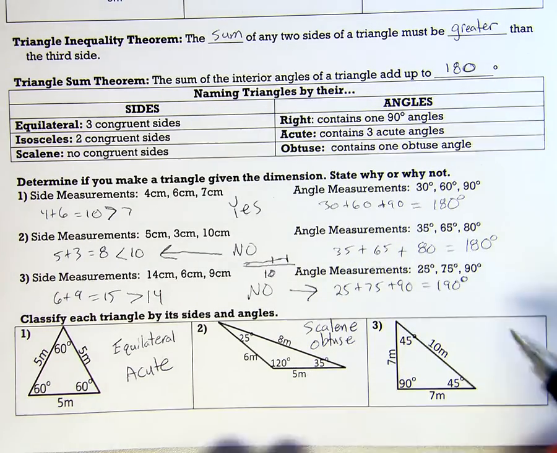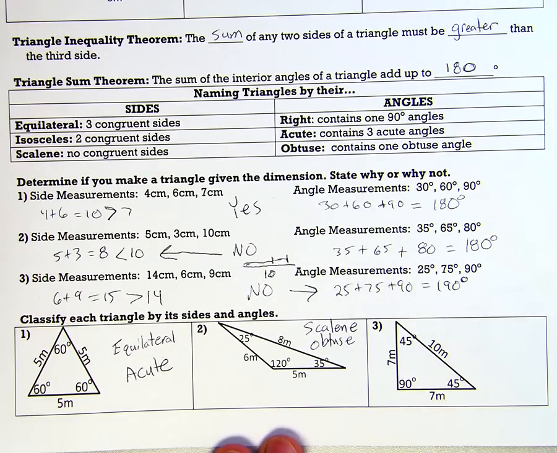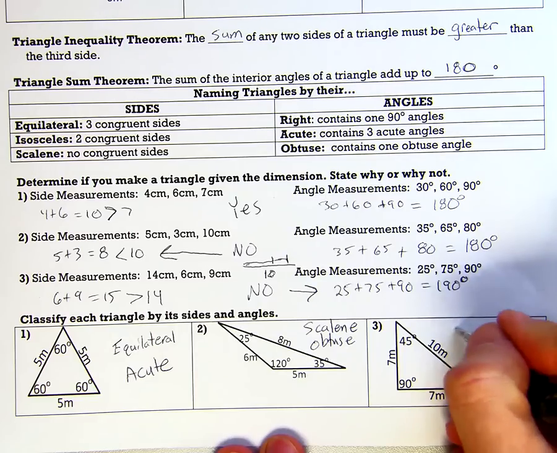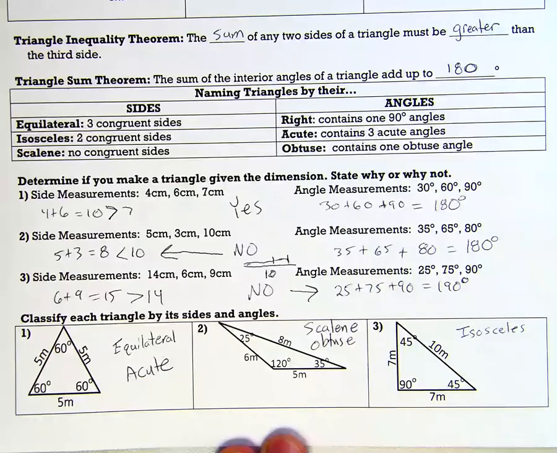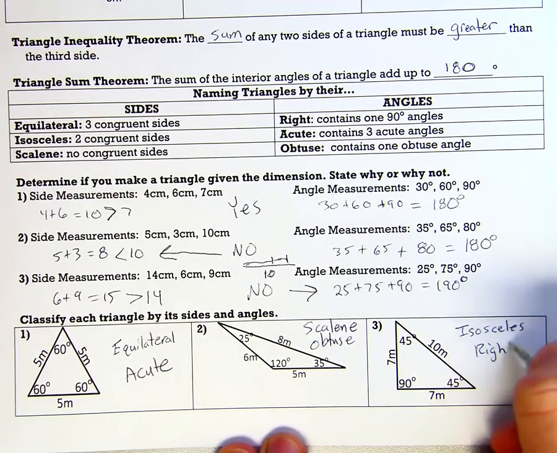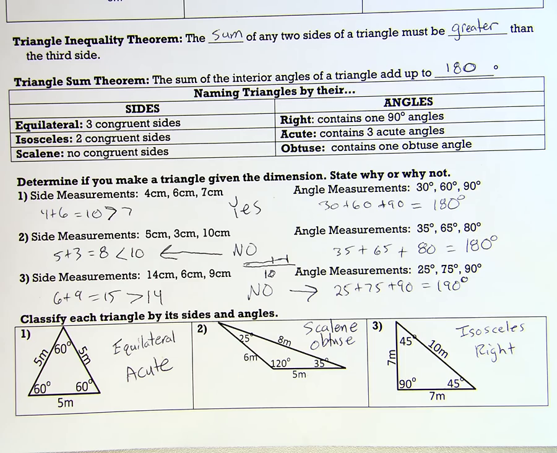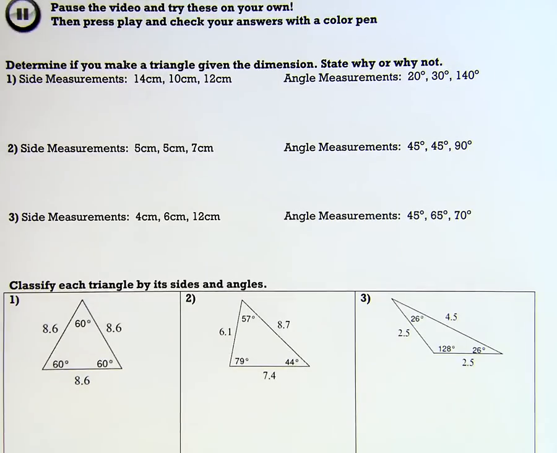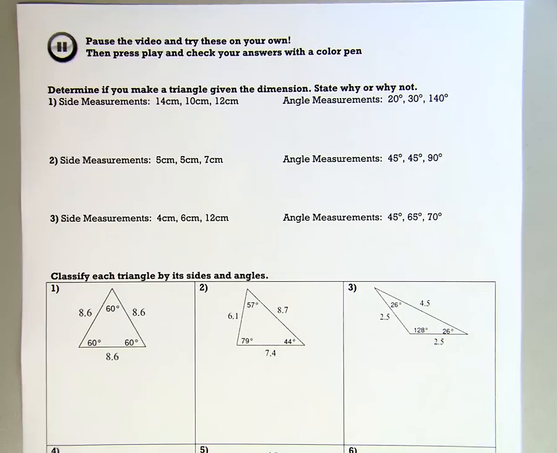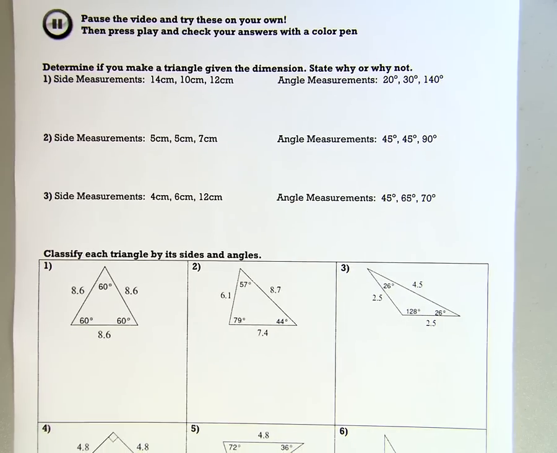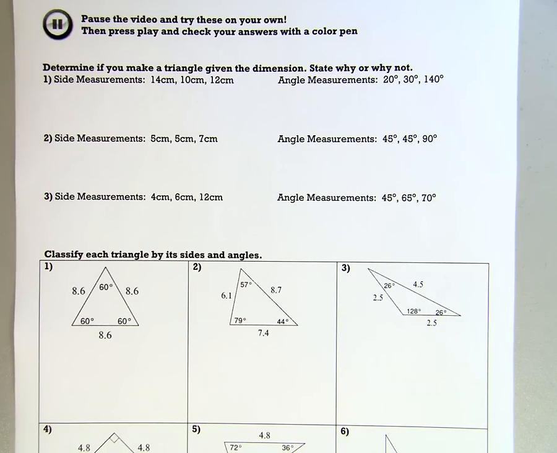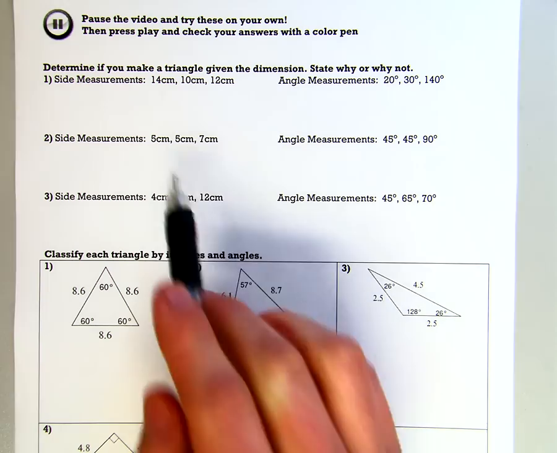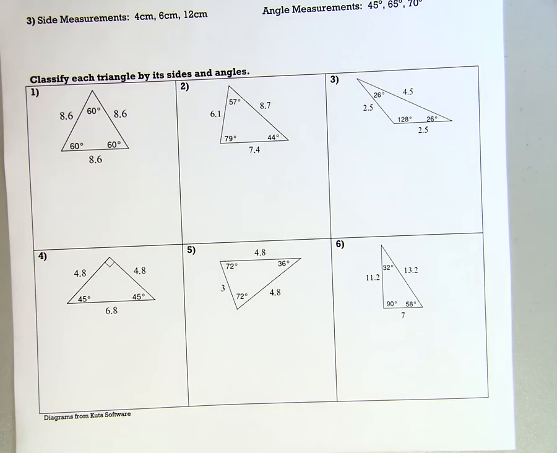And then lastly, look at this one. I have 2 sides that are 7 and one that's 10, so when 2 sides are the same, it is an isosceles triangle. And then if I look at my angles, I have one that is a right angle, so it's an isosceles right triangle. Go ahead and pause your video right now, and you can try yours. You have 3 where you're using the sides and 3 where you're using the angles, and then you have to classify your triangles as well. When you're done with those, you may check how you did.